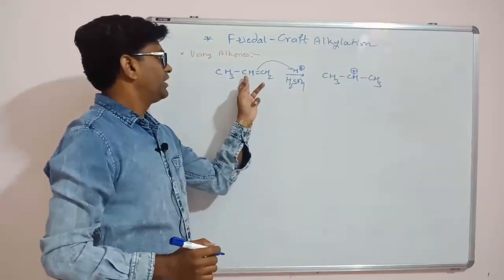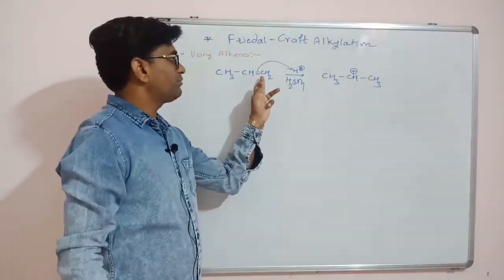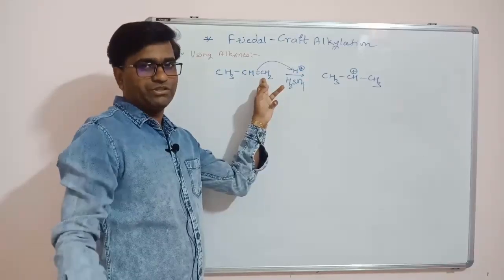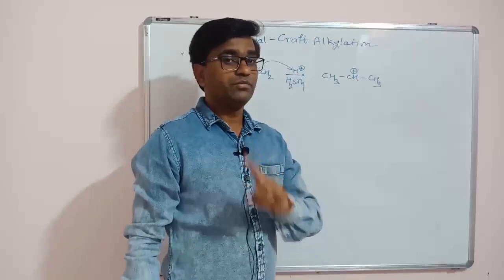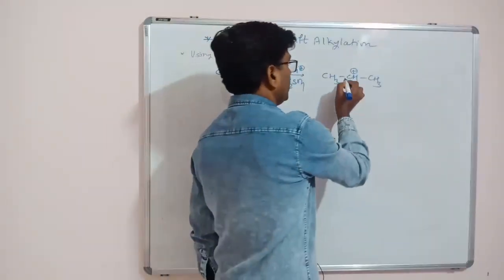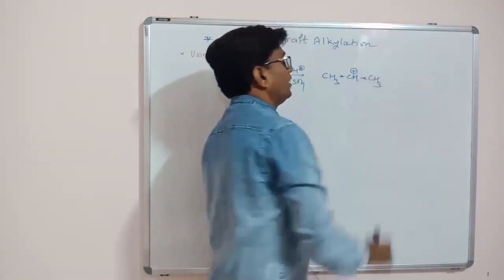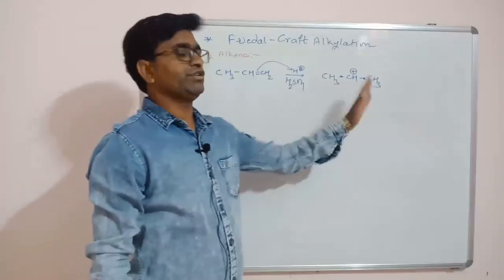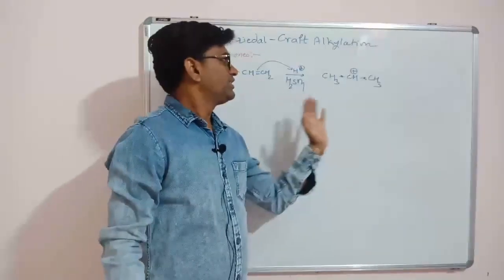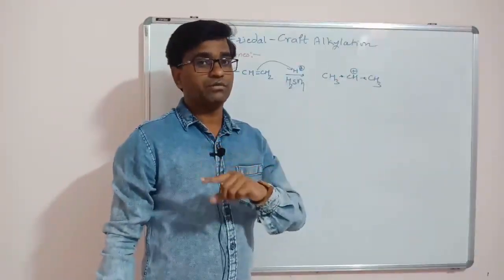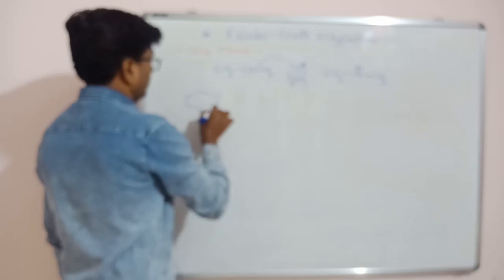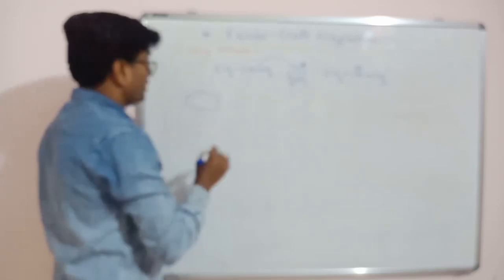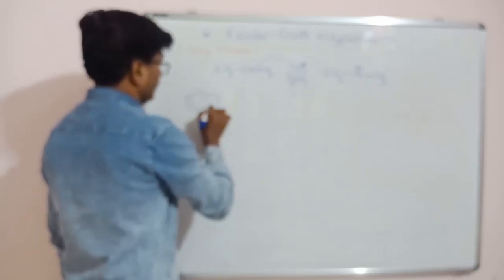There is a possibility of secondary carbocation formation as well as primary carbocation formation. As for the stability of the carbocation, secondary carbocations are more stable because of the plus I effect of both R groups as well as the hyperconjugation effect. So this is the first step, that is formation of carbocation, formation of electrophile. Second step is what? Formation of, yes, formation of sigma complex.